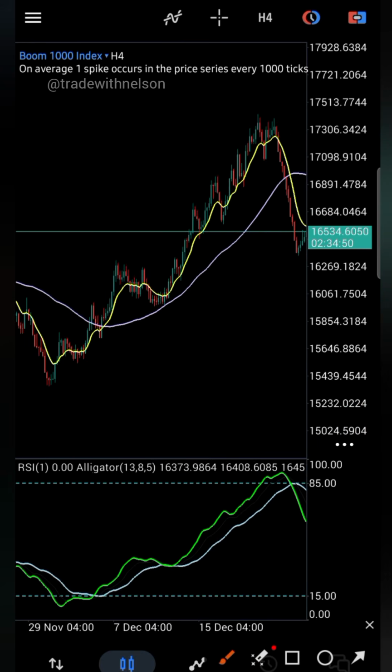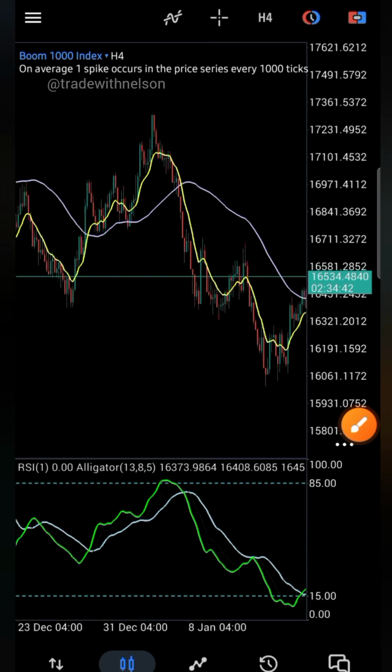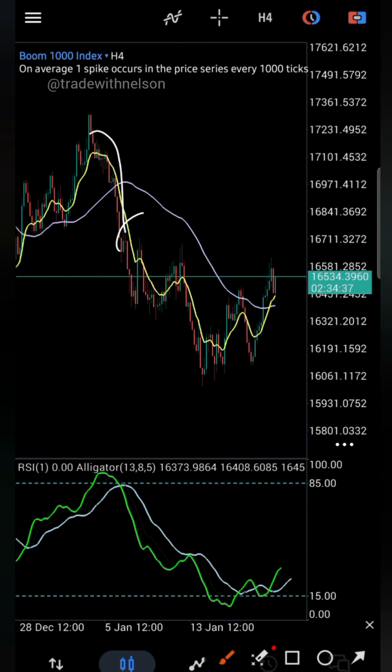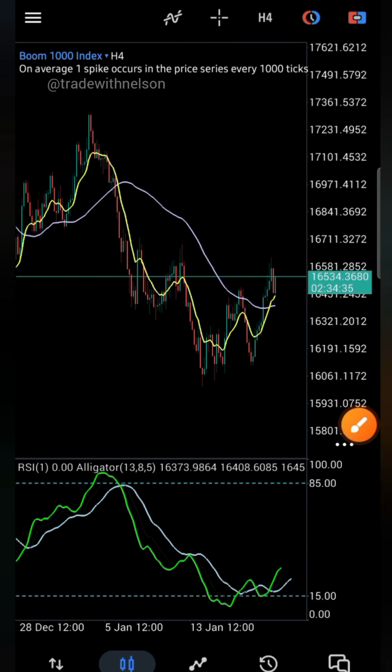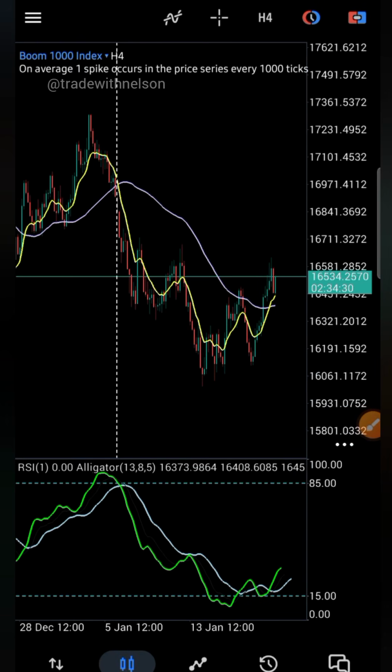But to confirm this uptrend, you want to make sure that this yellow line is above this white line. Once you have that, you know the market is in an uptrend. And over here, you can see that we are in a downtrend. Once you have this yellow line go below this white line, you know that we are now in a downtrend and the market is likely to continue to the downside.